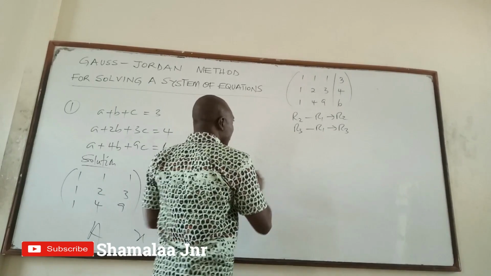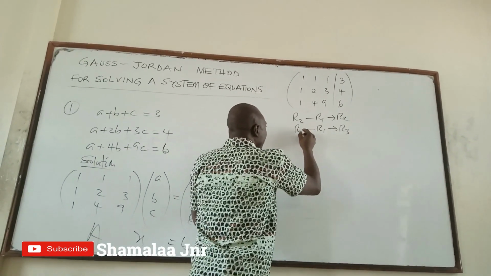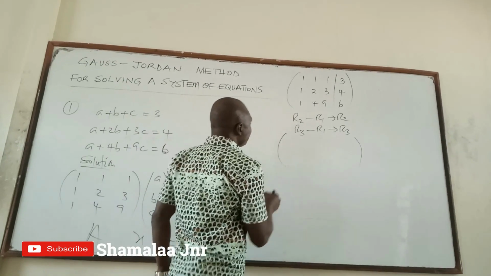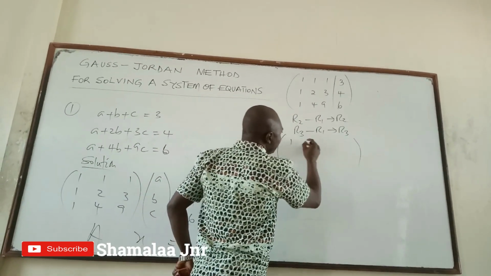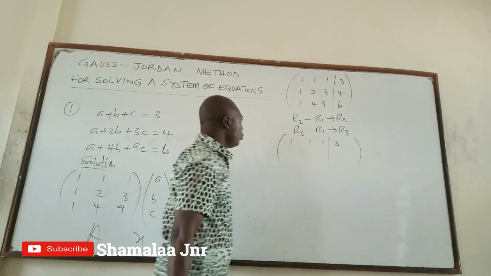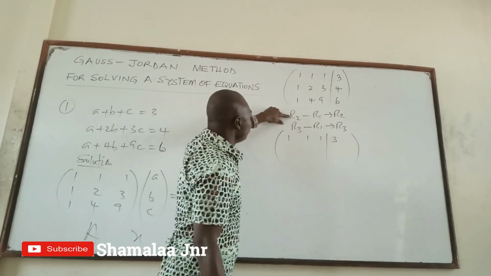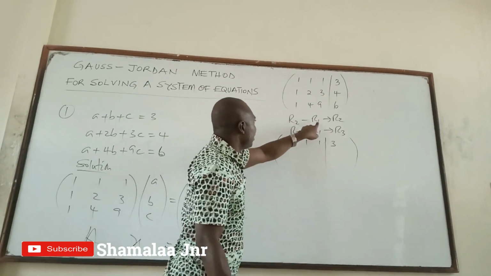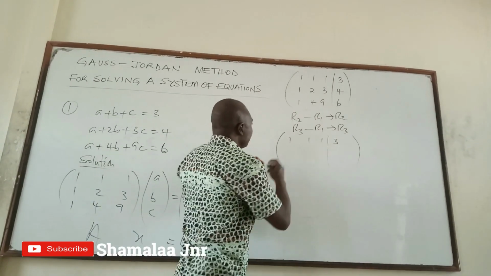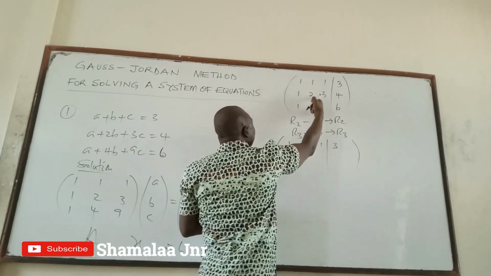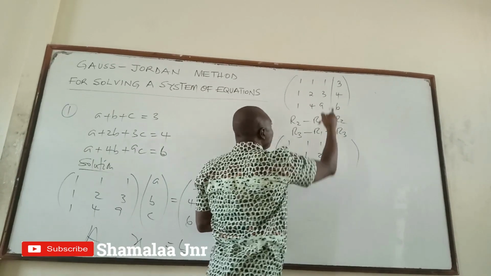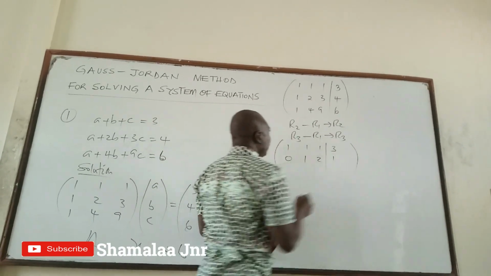Okay, so let's perform the elementary row operations. Row 1 will not be touched. Now row 2: to get row 2, we subtract row 1 from row 2. So 1 from 1, you are getting 0. 1 from 2, you are getting 1. 1 from 3, you are getting 2. 3 from 4, you are getting 1.